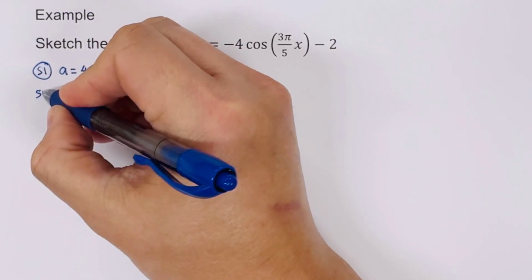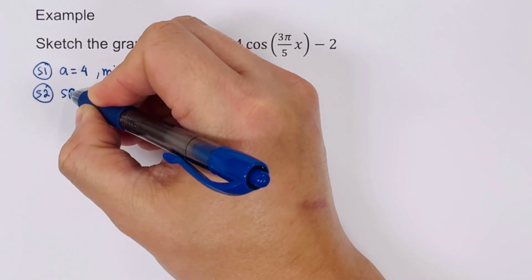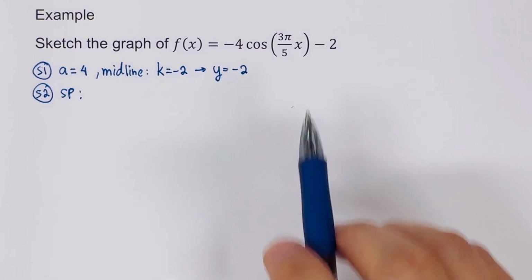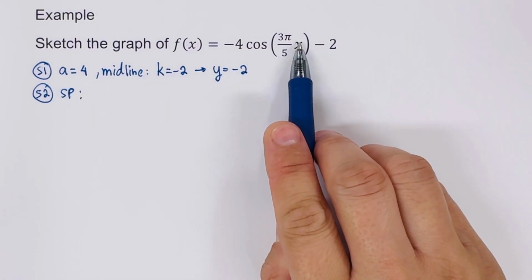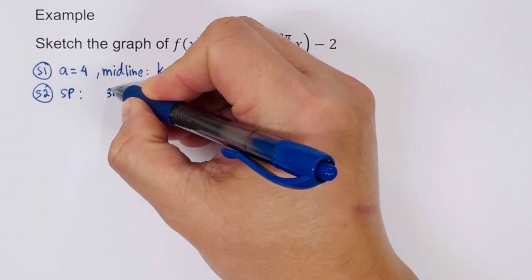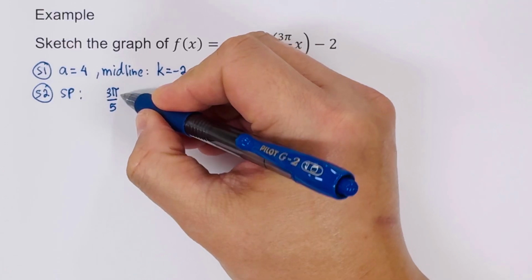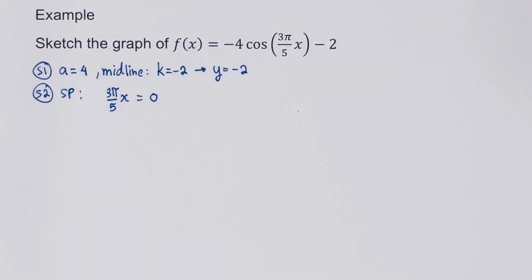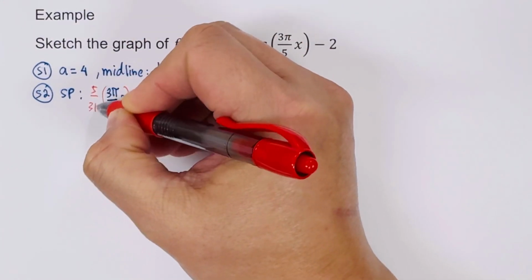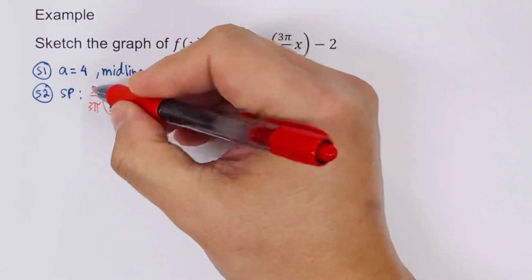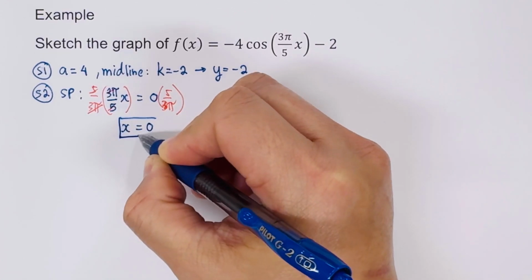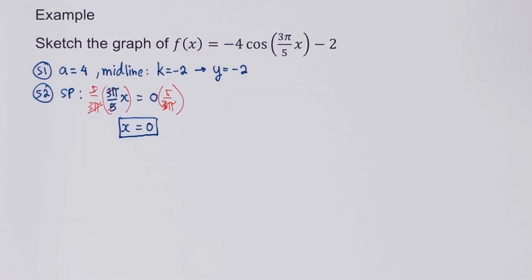The second step is to determine the starting point, or where the graph begins when it makes one cycle. In this case, we set the expression inside the parentheses equal to 0. So we have 3 pi over 5 x equals 0, and we're going to solve for x. I'm going to multiply 5 over 3 pi to both sides of the equation, so that we are left with just x, and it is equal to 0. So our first cycle will start at x equals 0.